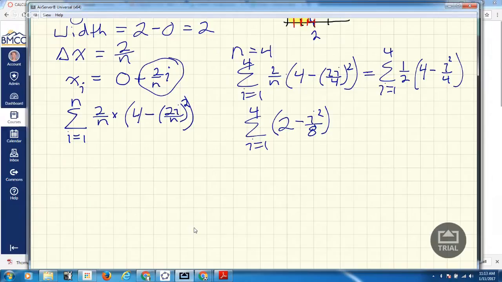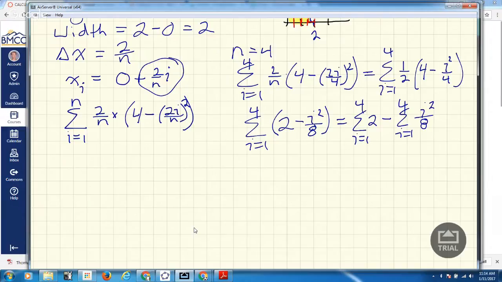All right, now there's a cool rule of sums that if you have the sum of a difference, you can break that up into the sum of the first part, so i goes from 1 to 4 of 2, minus the sum of the second part, which is i goes from 1 to 4 of i squared over 8.